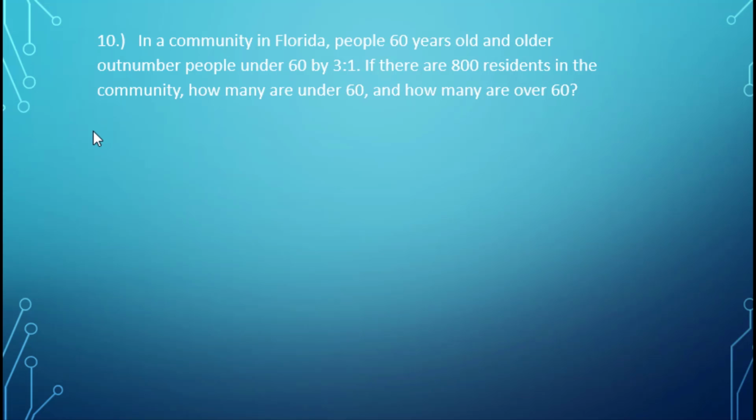This one I want to go over. This is the last one I'm going to go over. So number 10, I think 9 and 11 you can handle. So in a community in Florida, people 60 years old and older outnumber people under 60 by 3 to 1. If there are 800 residents in the community, how many are under 60 and how many are over 60?